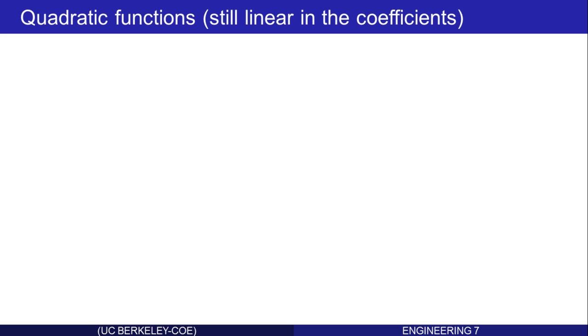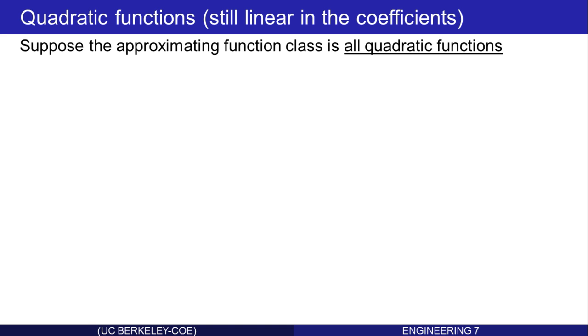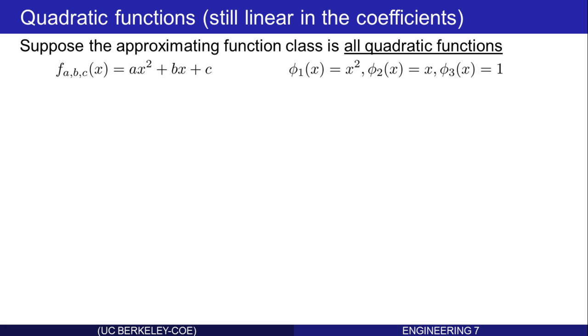Let's increase the richness of the approximating functions. Suppose that the approximating function class is all quadratic functions. F, parameterized by a, b, and c, of x, is just a quadratic in x: ax squared plus bx plus c. In terms of basis functions, phi1 is x squared, phi2 is x, phi3 is 1, and this function, ax squared plus bx plus c, is just a linear combination of the basis functions.